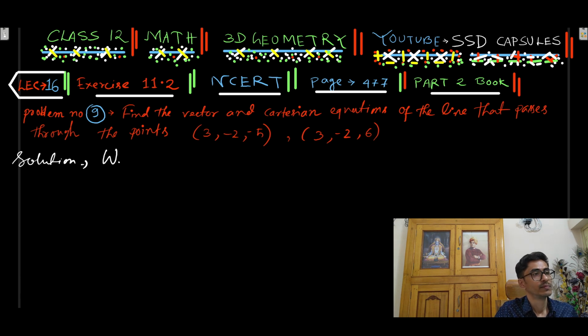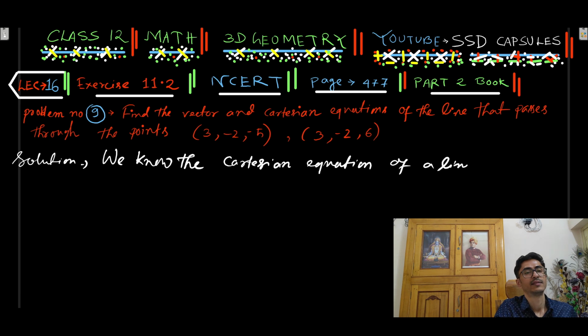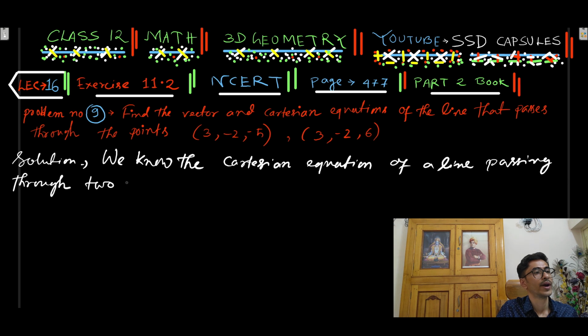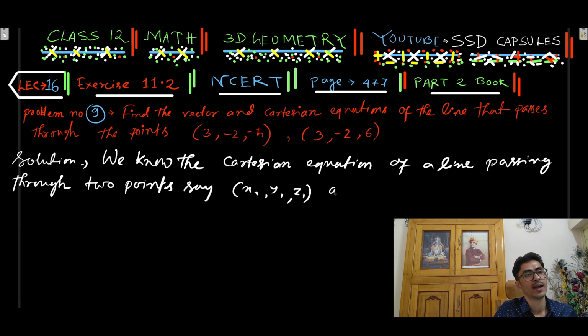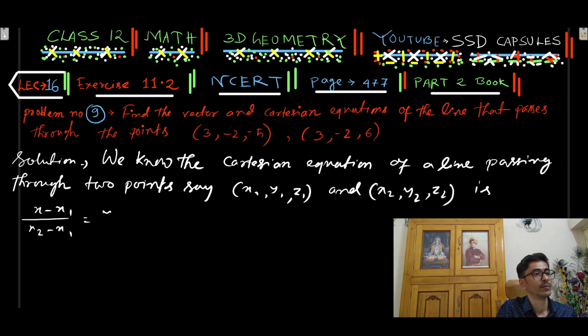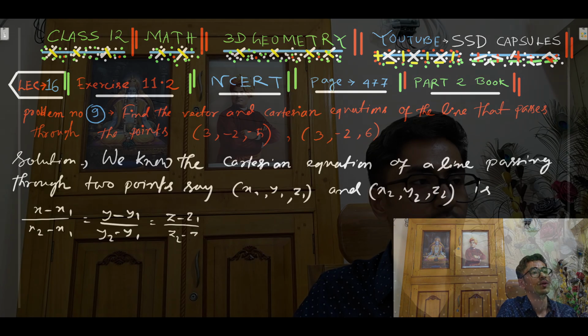So we know the Cartesian equation of a line passing through 2 points, say x1, y1, z1 and x2, y2, z2, the standard form is (x minus x1) by (x2 minus x1), (y minus y1) by (y2 minus y1), (z minus z1) by (z2 minus z1).